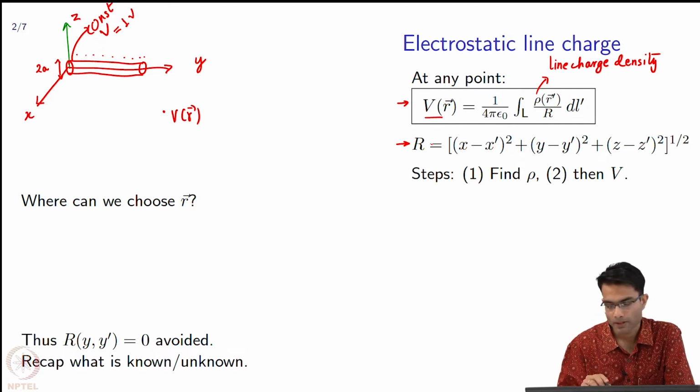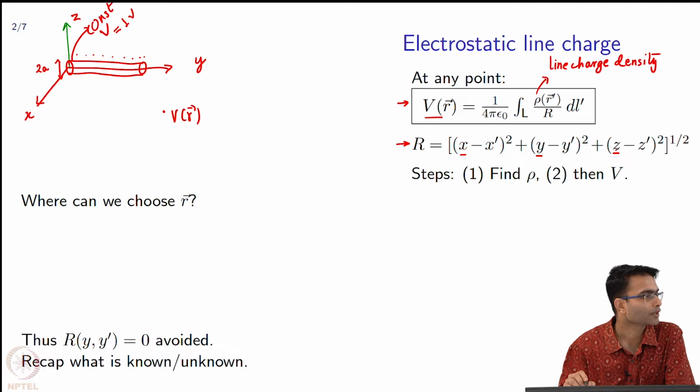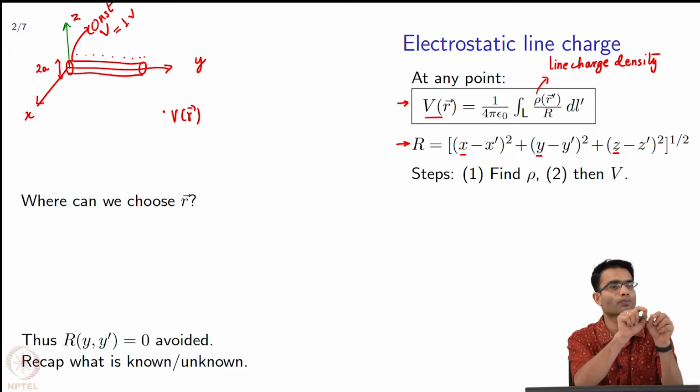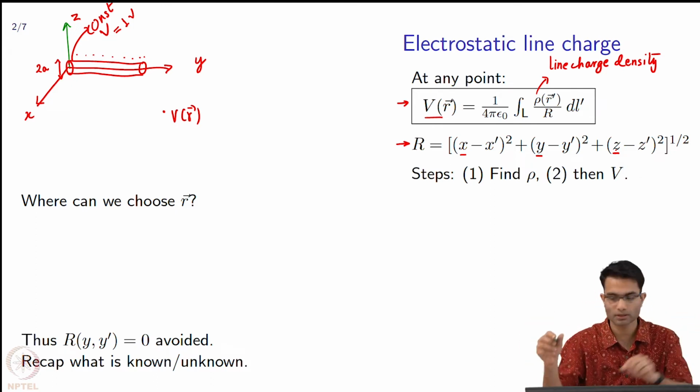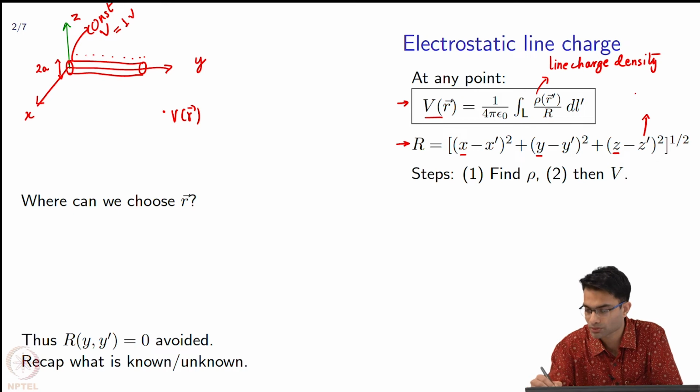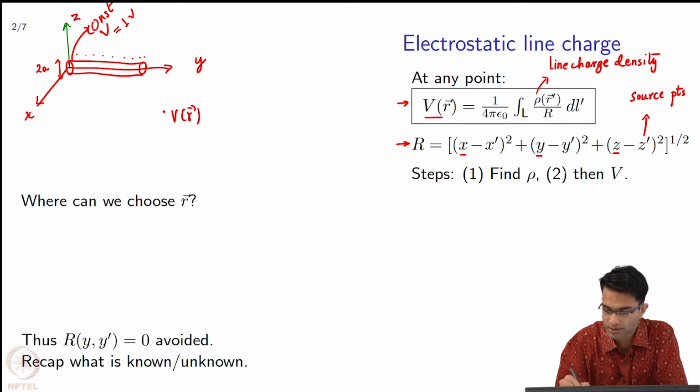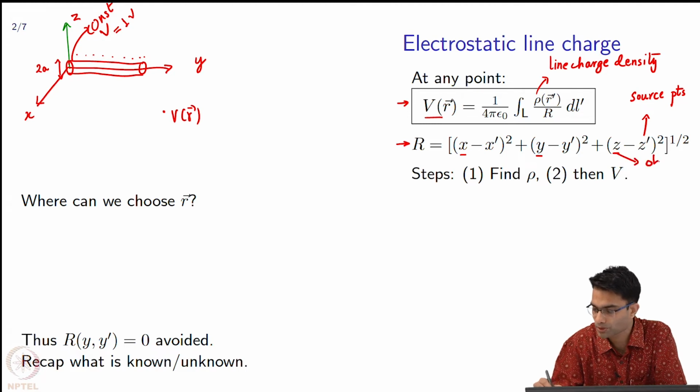So, the x, y and z are the observer points, right, and what do the prime coordinates correspond to? The source points, right. Those are also the variable of integration. So, those refer to the points along the wire where the charges are. So, the prime coordinates are the source points, and this over here is the observer point.